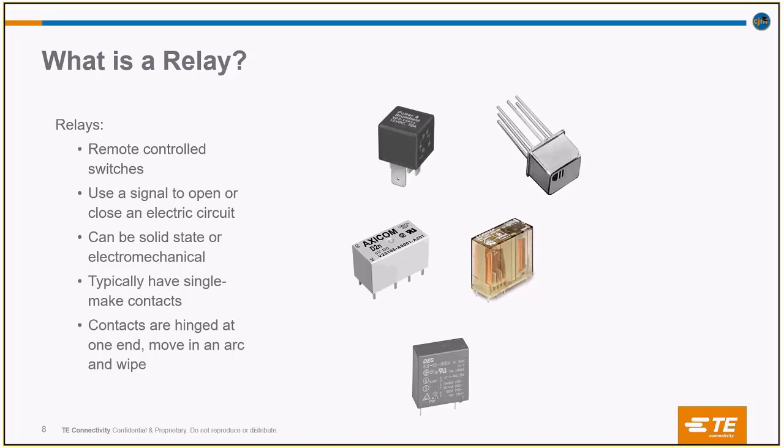They have the single make contacts. Those are known as single make contacts, and they are hinged at one end, move in an arc and wipe. That is the orientation of the contacts in the relays. The best example of an arc and wipe movement that I can give is the wipers in your car. Whenever the switch is turned on, it moves in a certain direction to close the circuit, and whenever the switch is turned off, the contacts move in the arc direction to open up the circuit.